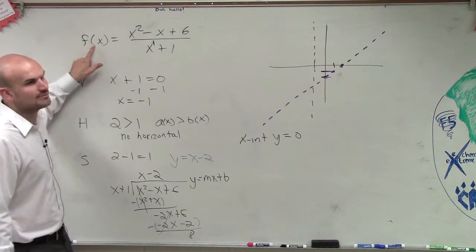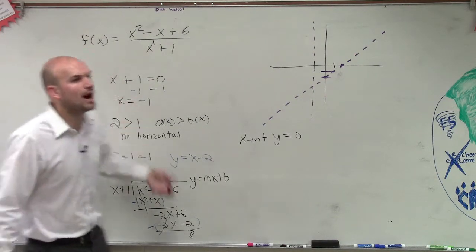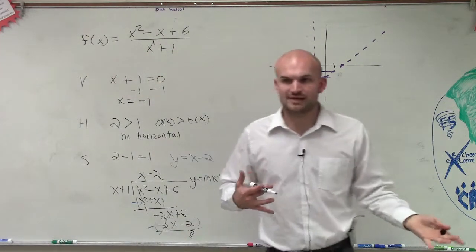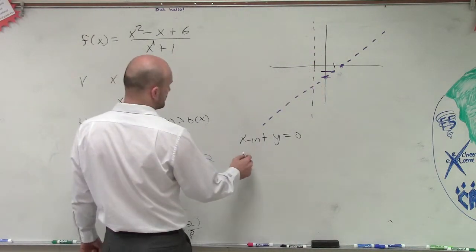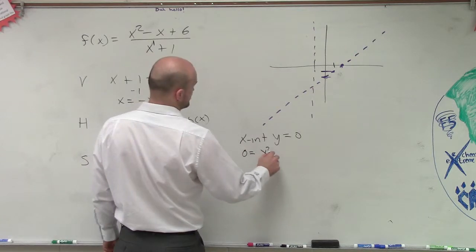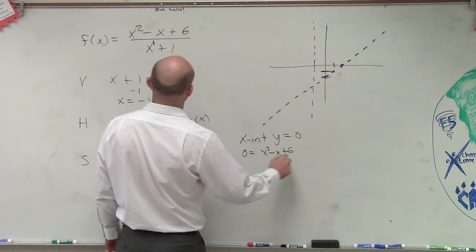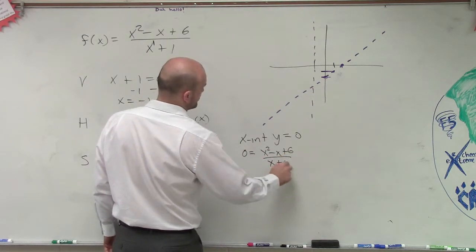Well, you can say, well, Mr. McLogan, there is no y. But remember, y and f of x are both the output values. They're really kind of interchangeable. So what I'll do is I'll put 0 equals x squared minus x plus 6 divided by x plus 1.